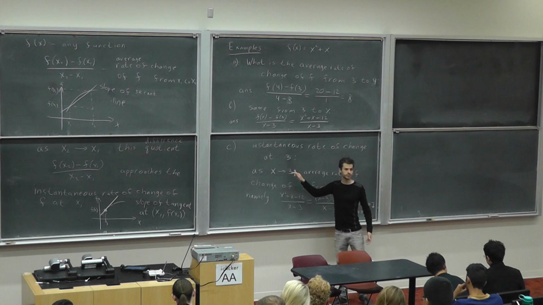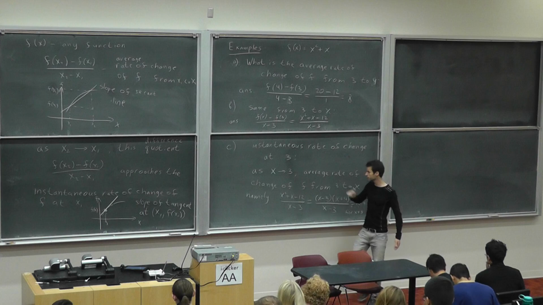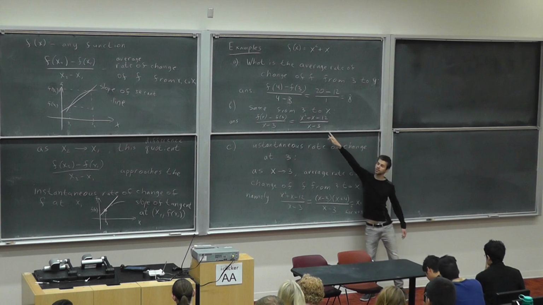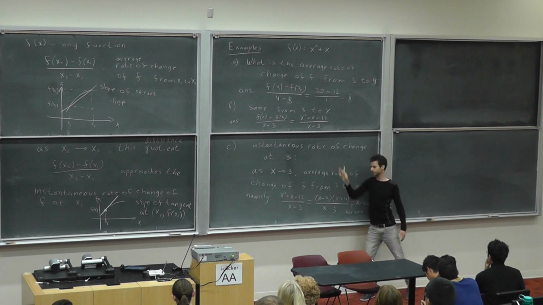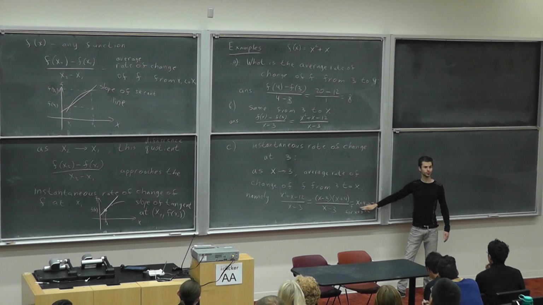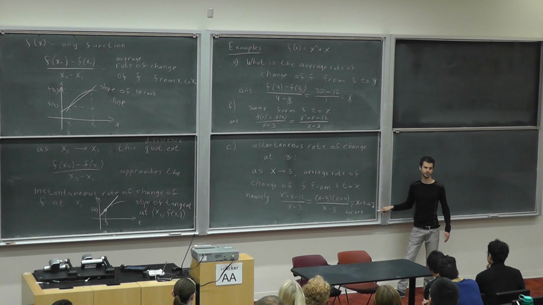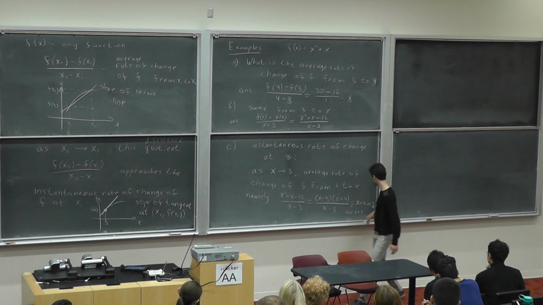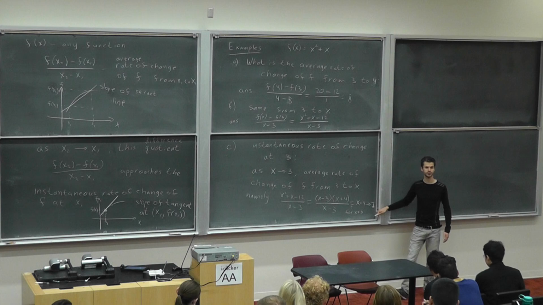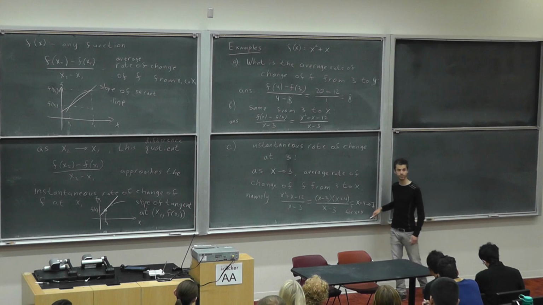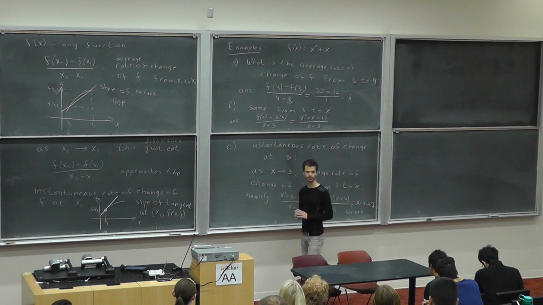If x is, say, 3.0001, I know what this average rate of change would be. Here's the formula. 3.0001 plus 4, 7.0001. If we want x even closer to 3, the answer would be even closer to 7. So the instantaneous rate of change is exactly 7.